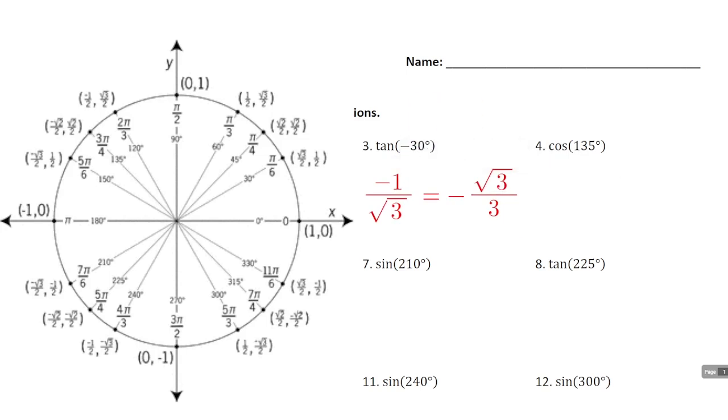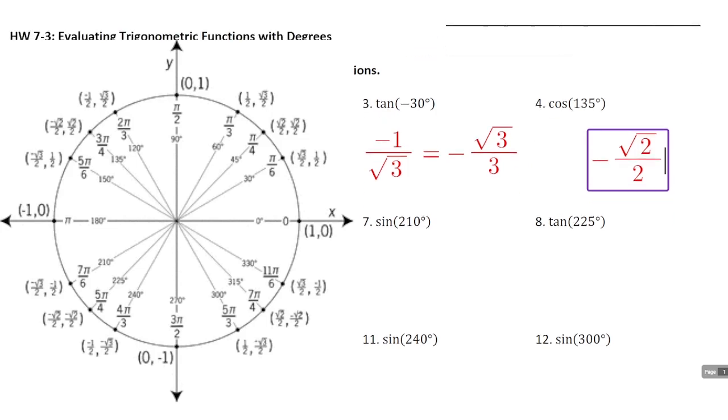Number four, cosine of 135 degrees. And that one is on my unit circle, so I'm going to look at 135 degrees. I see that in quadrant 2. And cosine is referring to the x coordinate, which is going to be negative root 2 over 2. As we go through these problems, you're going to notice that we're going to get kind of the same group of answers over and over again, and that's because we're looking at the same coordinates over and over again.